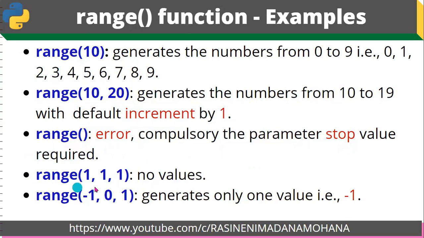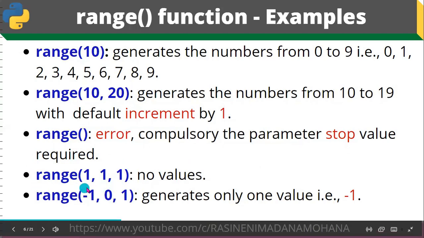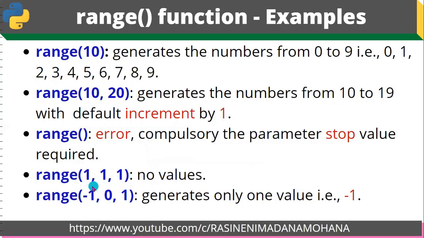Then another example, range of 1, 1, 1. The start value is 1, the stop value is 1, and the step value is also 1. So it starts with 1, then 1 plus 1, 2, but it won't display 2. Why? Because the stop value is 1. Before 1, what do you have? No values. So here, nothing will be displayed.